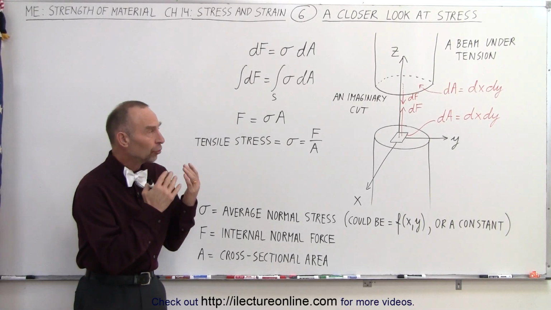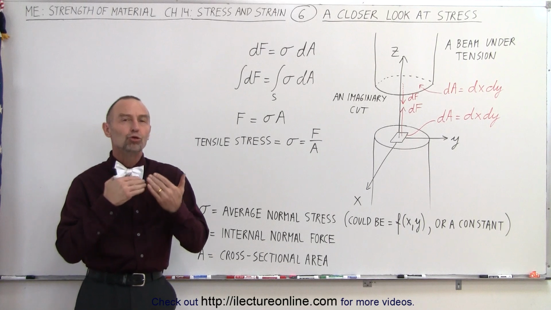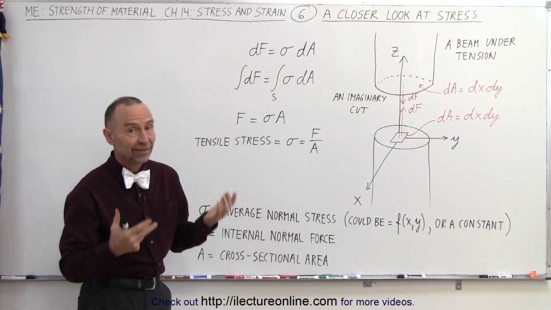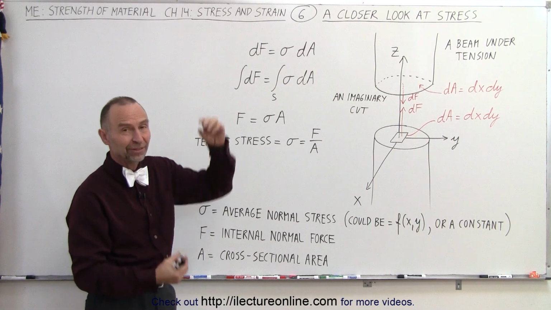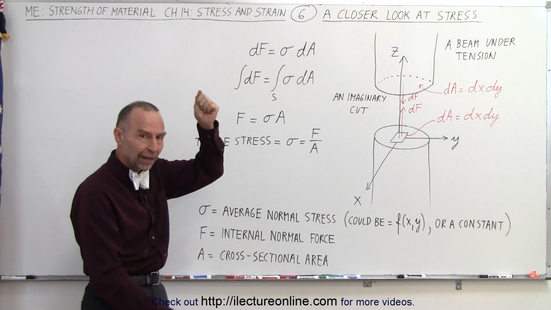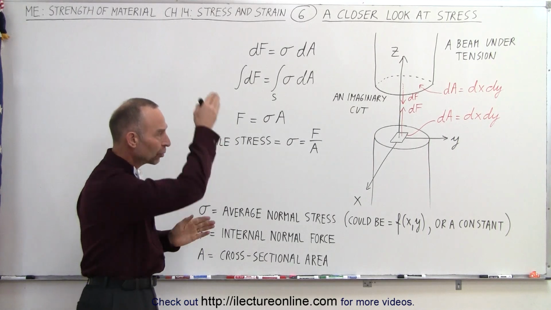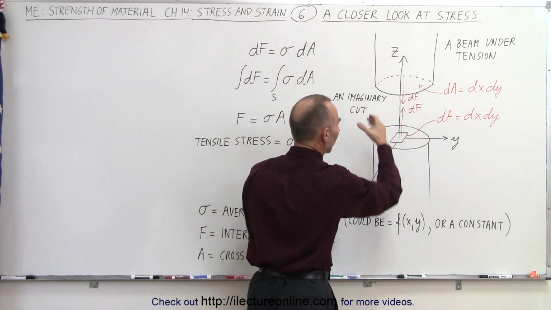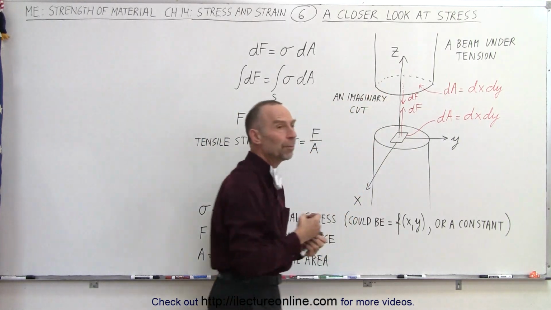Now let's take a closer look at what we mean by a normal stress inside a material. Let's assume we have a beam. Let's say the beam is under tension, which means on either end of the beam, forces are applied normal to the surface, pulling away from the material along the z-axis. Now imagine that we make an imaginary cut and we pull the two pieces of the beam apart.